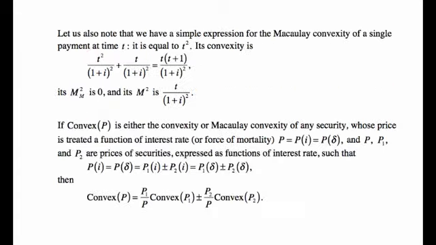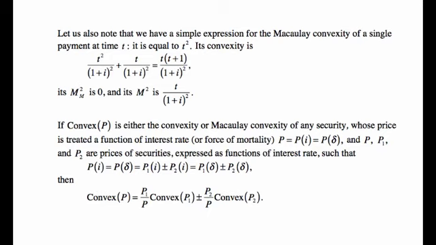Now, some important practical observations. If we have a single payment at time t, then its Macaulay duration is t, and its Macaulay convexity is t squared. Its convexity is just t squared over 1 plus I squared plus t over 1 plus I squared. So it's t times t plus 1 over 1 plus I squared. Its Macaulay M squared is 0, and its M squared is t over 1 plus I squared.